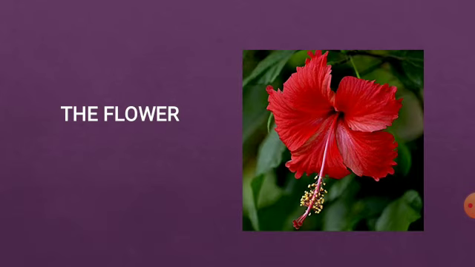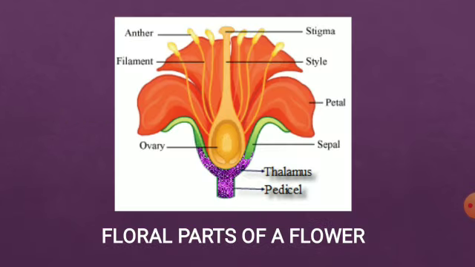The flower is brightly colored and is the most attractive part of a plant. So now, children, we will discuss the structure and various parts of a flower. Take any flower from your surroundings and hold it in your hand. The stalk with which you hold the flower is called pedicel. It attaches the flower to the stem.